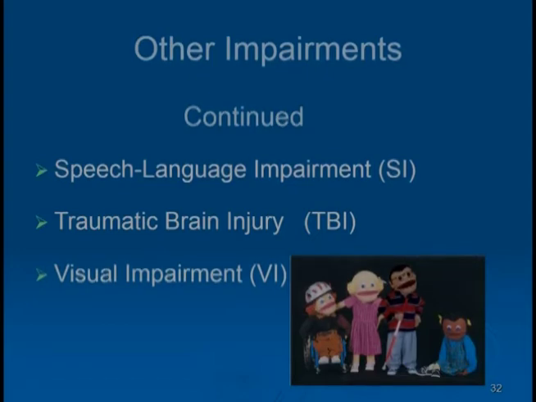And finally, visual impairments. A student with visual impairment is one whose vision interferes with functioning in a regular school program. This term includes students who are functionally blind, legally blind, or partially sighted. Most students in this category have normal intelligence and learn well when appropriate techniques, materials, and equipment are used.